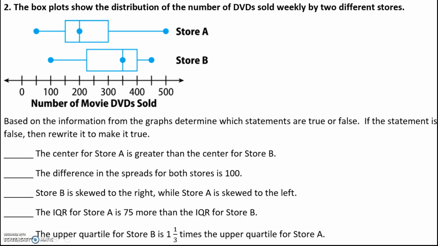So it says the box plots show the distribution of the number of DVDs sold weekly by two different stores. Okay, so we know this. Before we do anything, you have to analyze your graph, okay? So we are going to label the graph. I'm going to start with here. It looks like each one goes from 0 to 100, so between that would be 50. So I have 50 as my minimum.